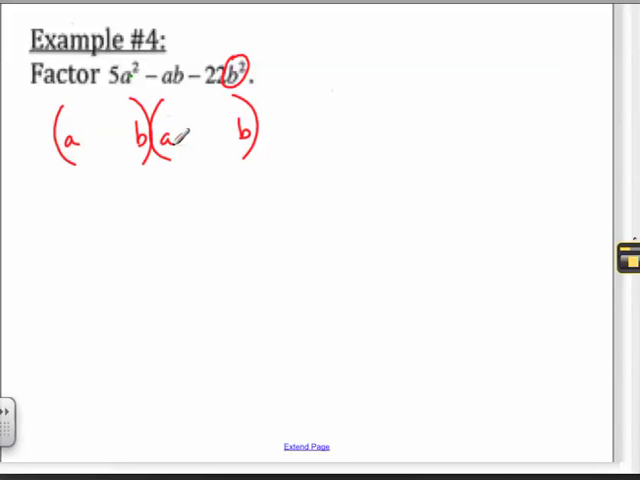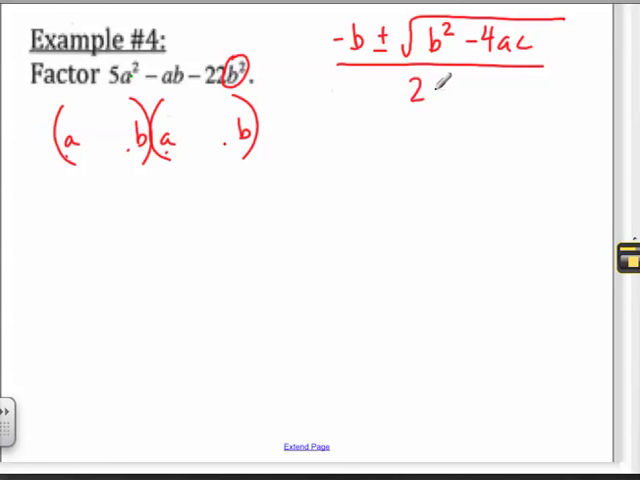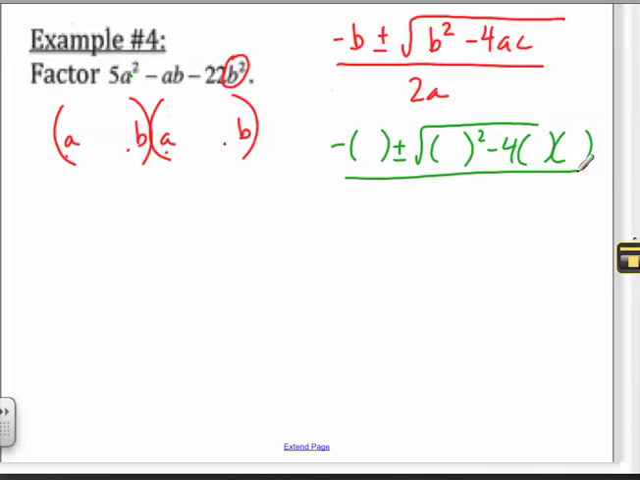Now to find out what those numbers are, what goes in front of the a's, what goes in front of the b's, we're going to use the quadratic formula. Minus b plus or minus the square root of b squared minus 4ac, over 2a. You need to write it every time so that you have it memorized. Now, I'm going to write it again with parentheses that I can plug numbers into, all over 2a. There we go.